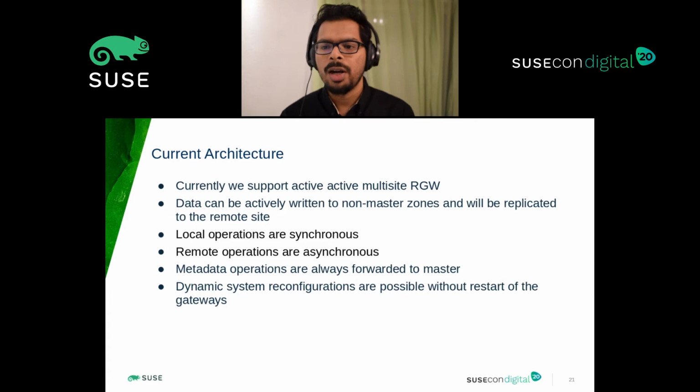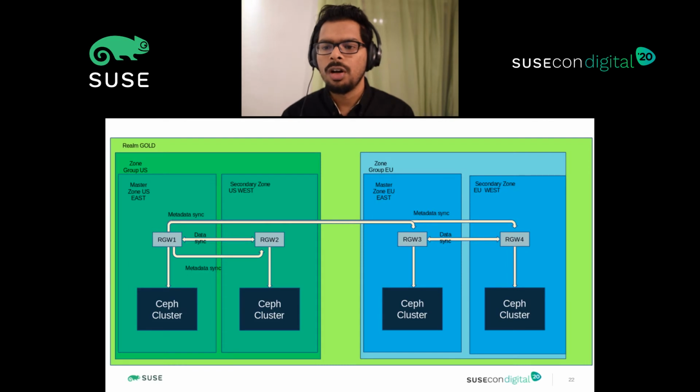And here's a schematic that shows the current scenario. So we are talking about one realm, gold, which looks like this. You have one zone called US East, which is the master zone, and a secondary zone called US West. Data is replicated across both US East and US West, but US East is the master when it comes to metadata operations.